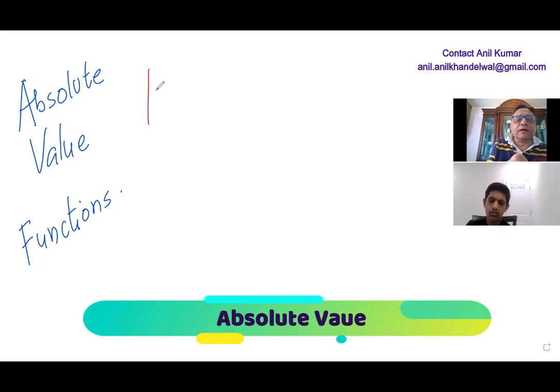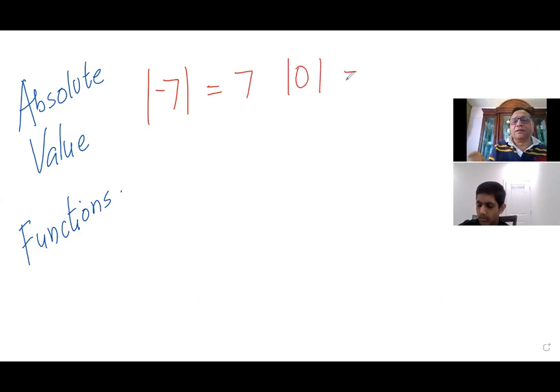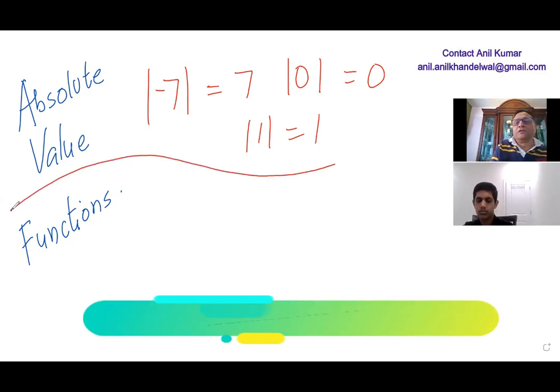What is the absolute value of minus 7? It is 7. You get the idea. What is the absolute value of 0? It is 0, and the absolute value of 1 is 1. This is what it means, absolute value. But as soon as we use the term function or a relation, in that case, we are talking about a set of points. You get the idea? Yeah. So that is the absolute value which we are talking about.